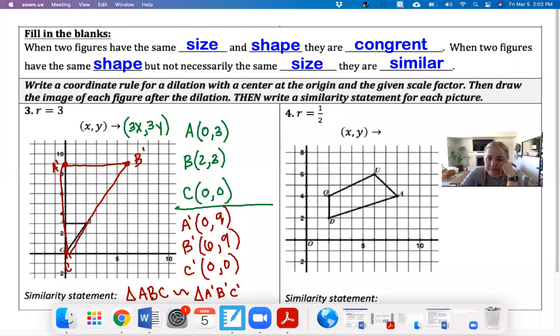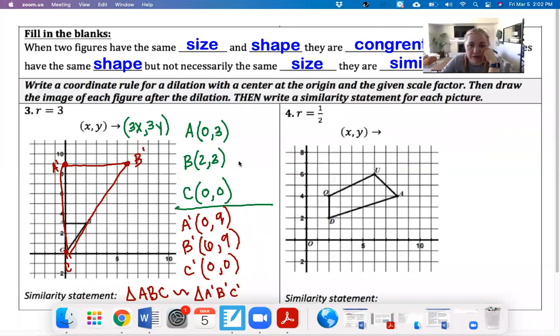Let's try another one. Let's try problem number 4. If you look at problem number 4, you are told that it is multiplying by 1/2. So my coordinate rule is going to be 1/2 times x, 1/2 times y. And when I have my original coordinates, let's go with A, D, Q, U. A is at 8, comma 4.